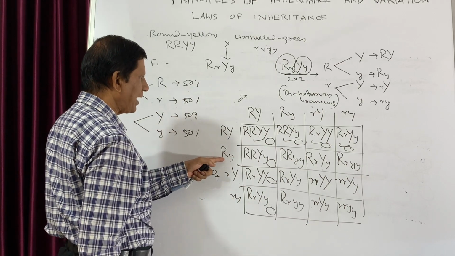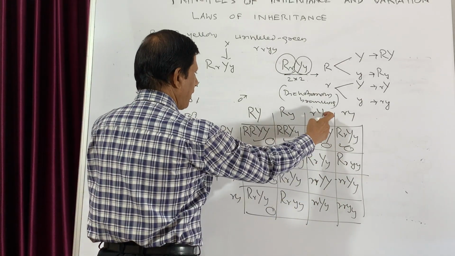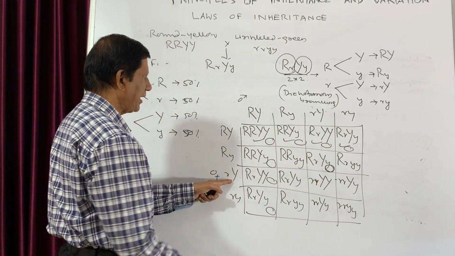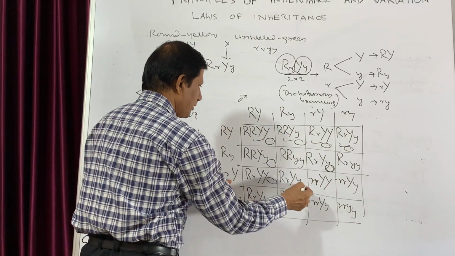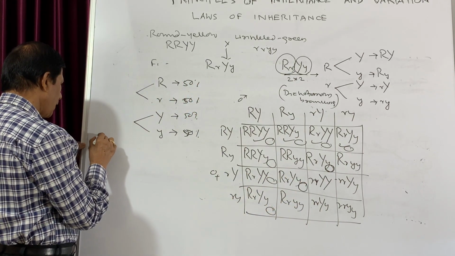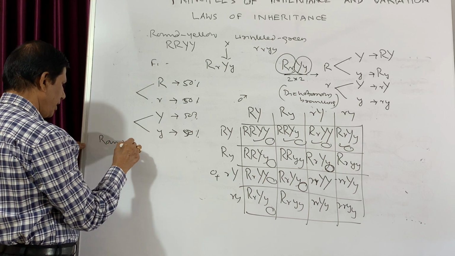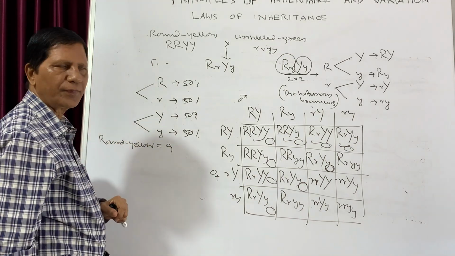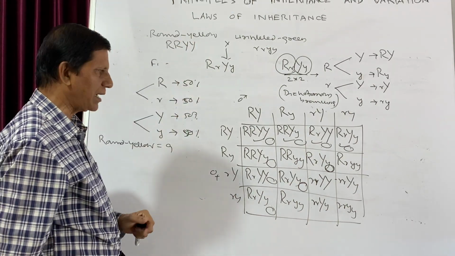Then here capital R is there and here capital Y is there. So this will also be round and yellow. Here capital R, Y, here capital R, so this will also be round. That means at this, round and yellow are 9. This is round and yellow, parental side.